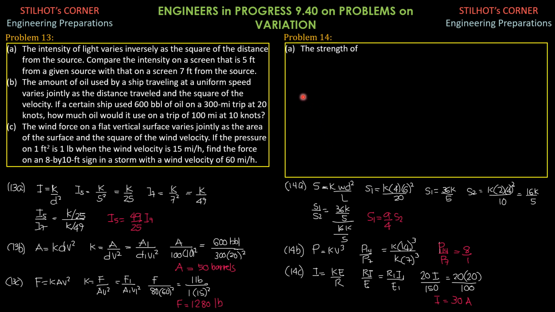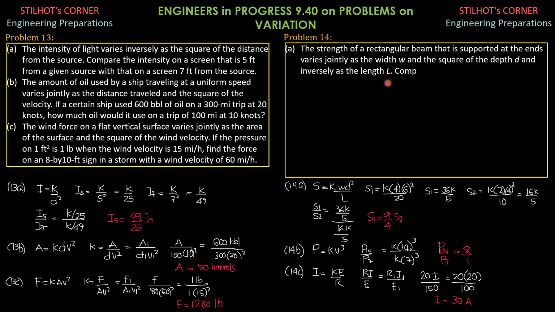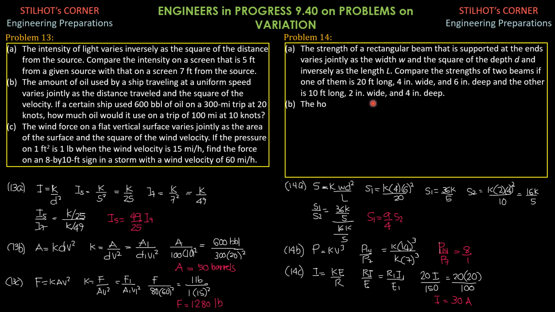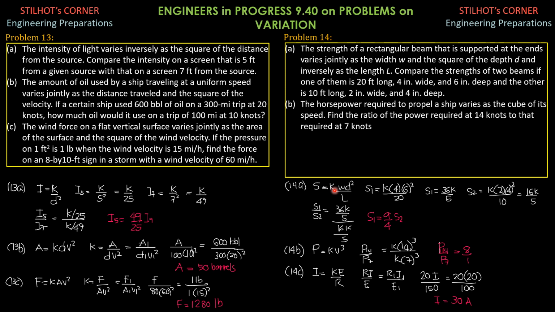Problem 14, Part A. The strength of a rectangular beam that is supported at the ends varies jointly as the width W and the square of the depth D, and inversely as the length L. Compare the strengths of two beams if one of them is 20 feet long, 4 inches wide, and 6 inches deep, and the other is 10 feet long, 2 inches wide, and 4 inches deep. So the formula for strength is equal to the constant of proportionality. Strength varies jointly as the width W and the square of the depth, so D squared, and inversely as the length L.